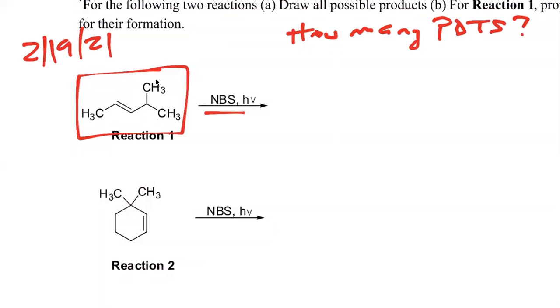So how many products are we going to get? And how do we know that? How can we predict that? You can predict how many products by the number of allylic sites. Right. And how many allylic sites do we have here?